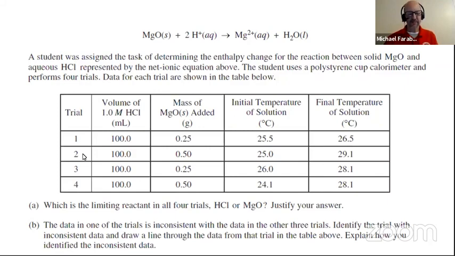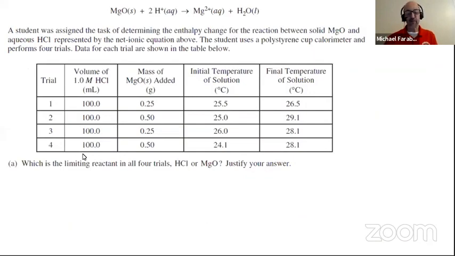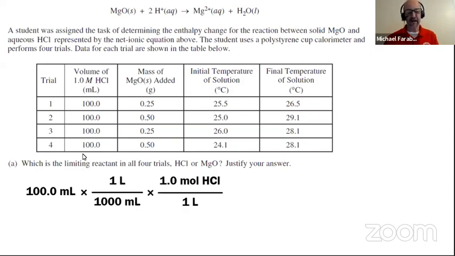So part A, which is the limiting reactant in all 4 trials. Now, for limiting reactants, we have to convert the given information into moles. So since for the hydrochloric acid, we are not given grams, we are given volume, 100.0 milliliters is used in each trial. We can convert milliliters to liters by dividing by 1,000. And then 1.0, that's capital M for molarity, that would be 1.0 mole of HCl for every 1 liter. So in each trial, 0.10 moles of HCl or H plus ions were used.